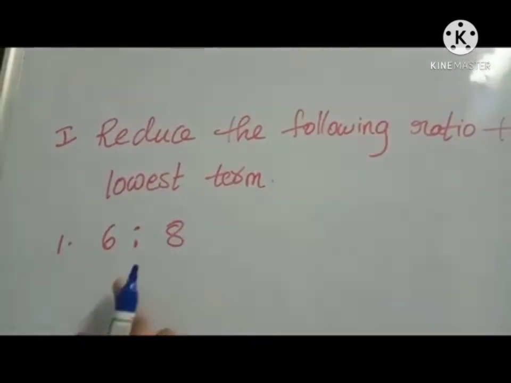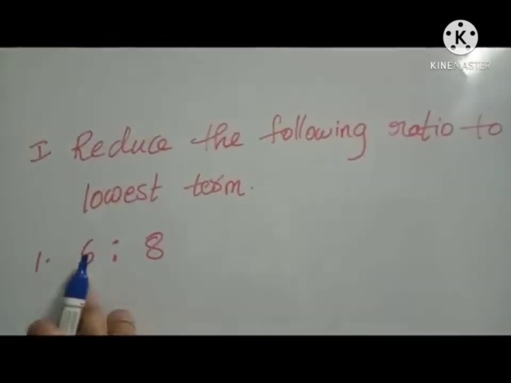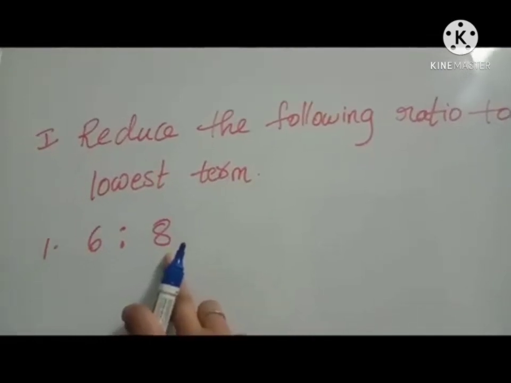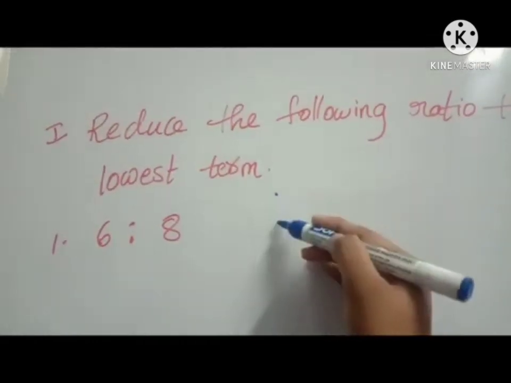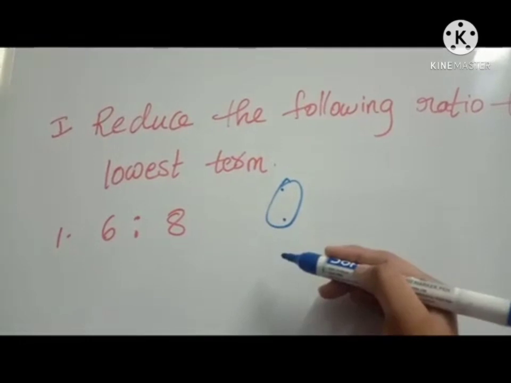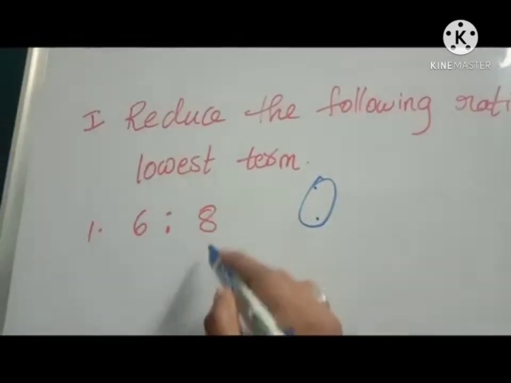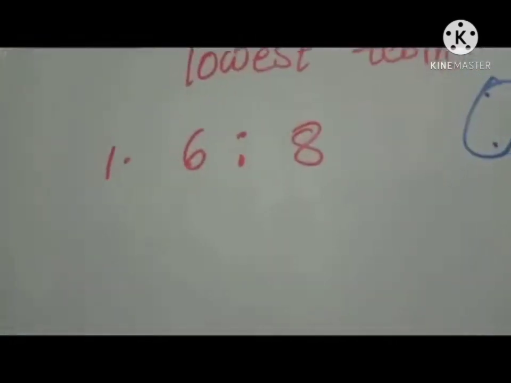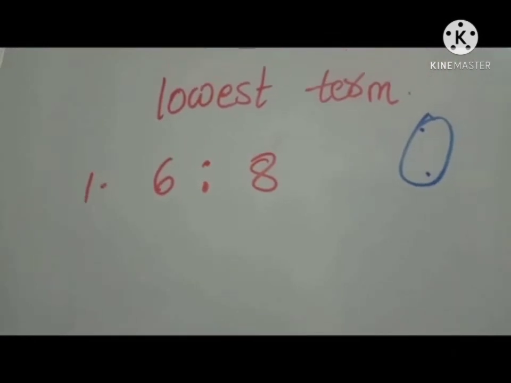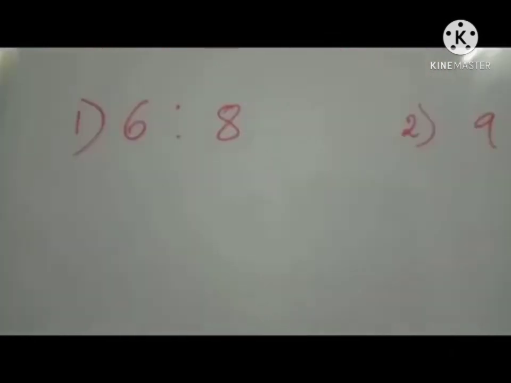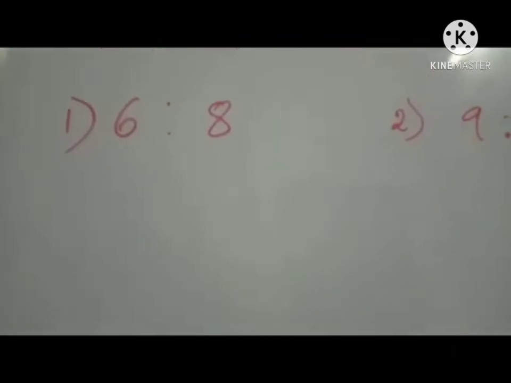What is the question here? 6 is to 8. 6 is to 8. What is the symbol of ratio? 6 is to 8. 6 and 8 are there in one table only. What is the table name? Yes. What is the table? Very good. Two table. See here, I am writing the two table.